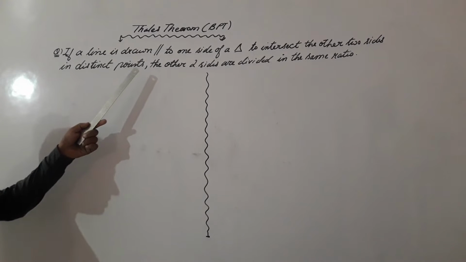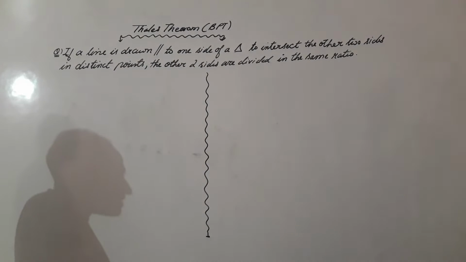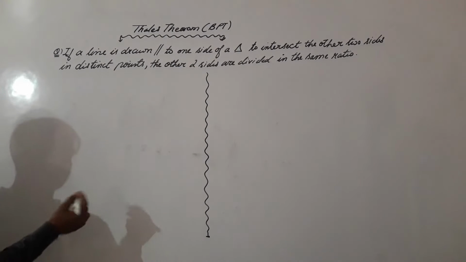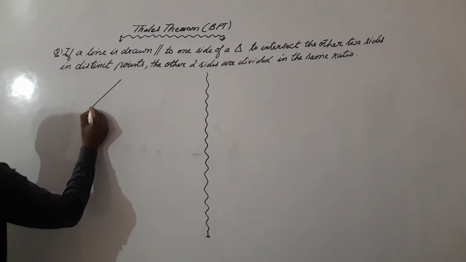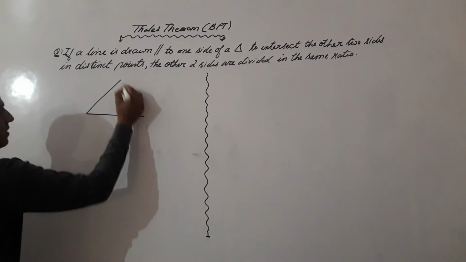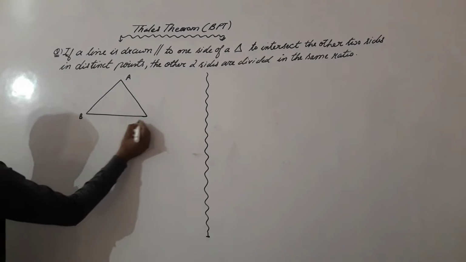What do we have here? If a line is drawn parallel to one side of a triangle, now it means that we draw the triangle, understand the concept of this theorem. We are given a particular triangle. Now I am going to name the triangle. The vertices of the triangle be A, B and C.